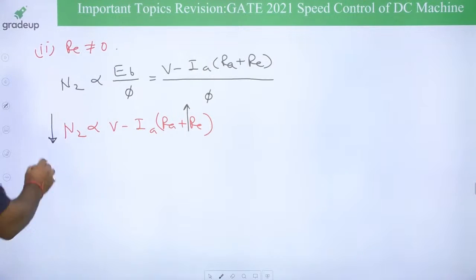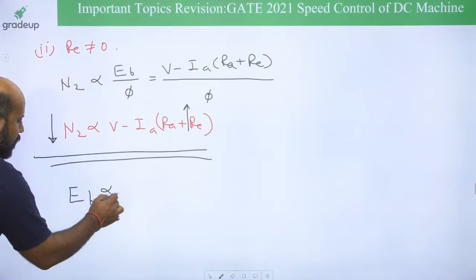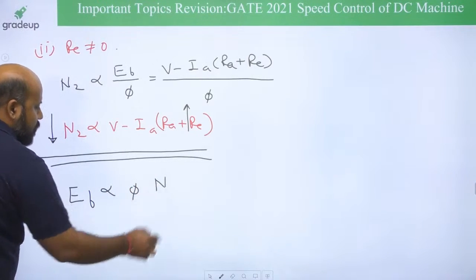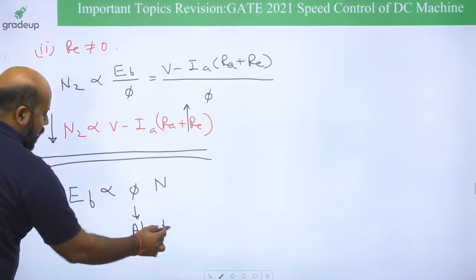Now listen very carefully, what are the consequences of this? What is back EMF? Back EMF is directly proportional to flux and the speed. This is almost constant, or you can say constant.